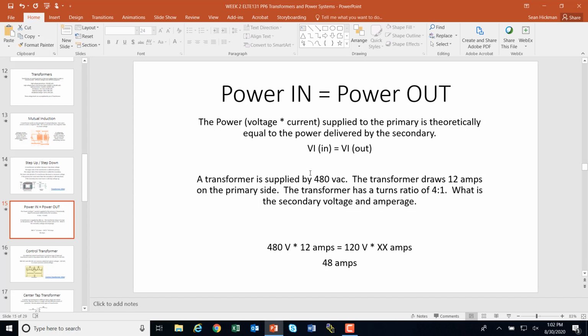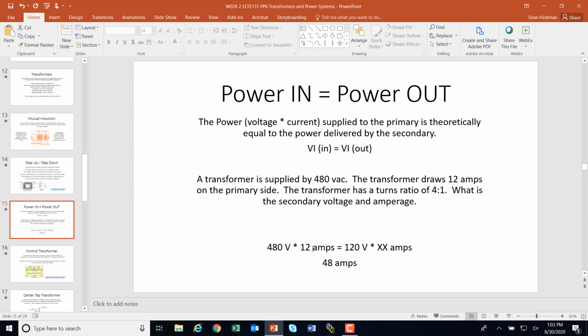And so an example here is we have a transformer supplied by 480 VAC. So that is my primary voltage. And I'm going to move that right here. So that's V. That's my voltage coming in. And it's drawing 12 amps on the primary side. So that is my current here on the primary side. So on the left of this equal side, I have a VI of 480 times 12.